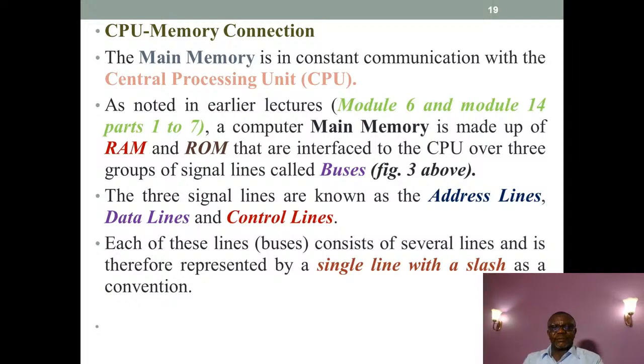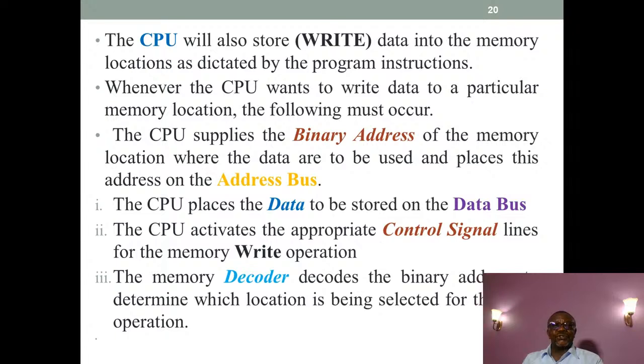Each of these lines or buses, but permit me from now on, we call them buses because the real term used in computing is calling them buses instead of lines. But we can use two of them interchangeably, so you understand. Each of these buses consists of several lines and is therefore represented by a single line with a slash as a convention. The CPU will also store, that is, write data into the memory locations as dictated by the program instructions. Whenever the CPU wants to write data to a particular memory location, the following must occur.